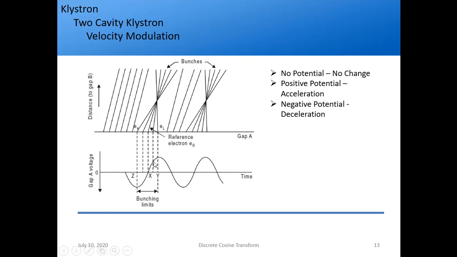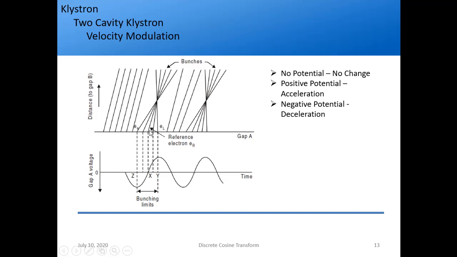But if I take a positive potential, the electron encounters a positive electric field, so electrons get attracted to the positive potential. They will get accelerated. Velocity has increased, which means the slope should increase. If you see, this slope was like this, and now it has increased here. For negative potential, let's say at position z, there is a repulsive force, so the electrons are decelerated and the slope should reduce. So the corresponding slope is reduced.